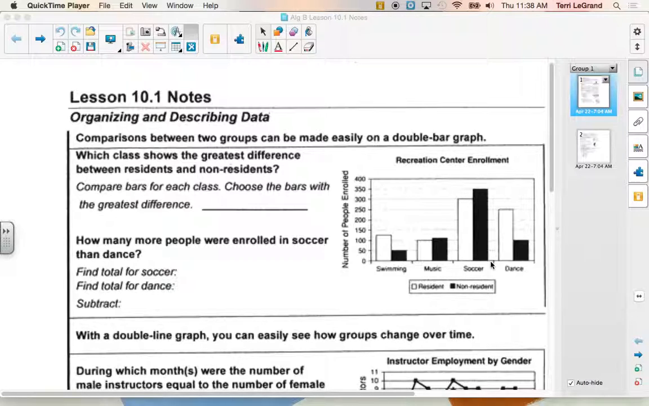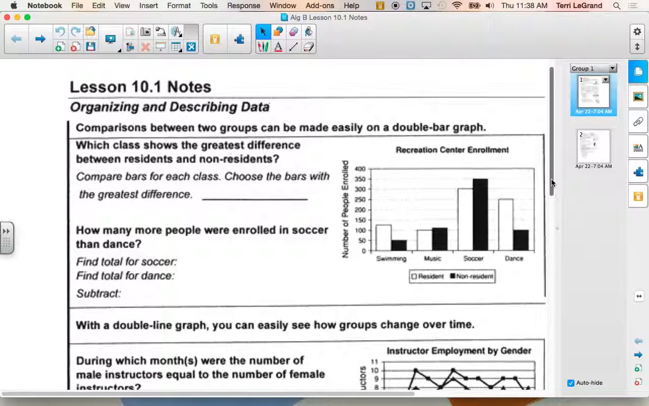So we're going to first deal with this. Does anybody know what kind of visual we have here for this recreation center enrollment? What do we call that? Bar graph. That's a bar graph. In fact, it's even a little bit more specific. It's a double bar graph because there are residents and non-residents that we're comparing for each of the activities: swimming, music, soccer, and dance. In each category we have the residents and the non-residents, so it's made into a double bar graph, okay? It shows that right here, it says comparisons between the two groups.